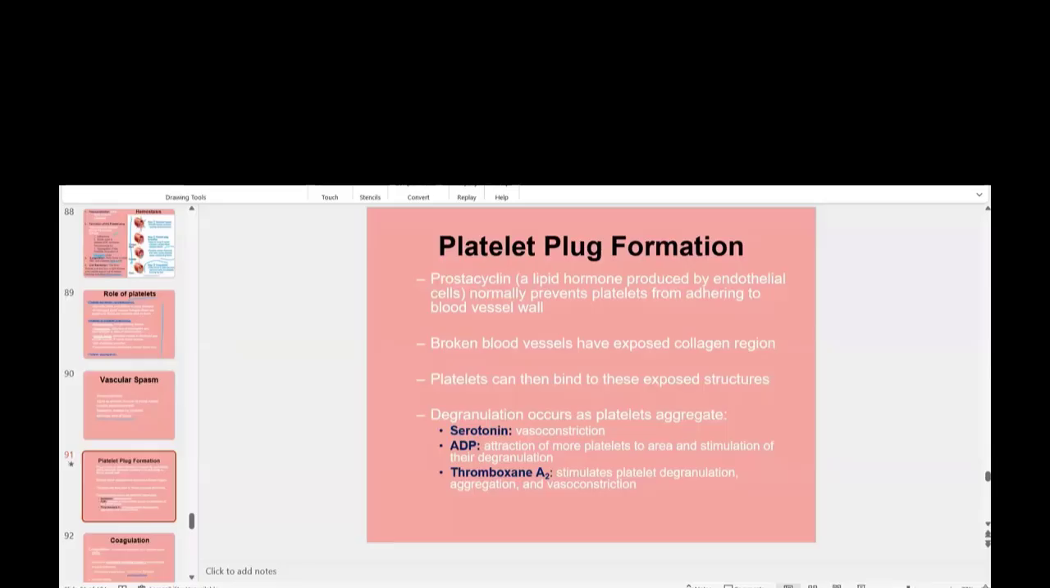We already discussed it. I already told you about prostacyclin, and that prevents platelets from aggregating or attaching to each other. I also told you that broken blood vessels have exposed collagen and platelets get attracted to the collagen and come and stick there. We discussed what is released when degranulation happens: serotonin, which does vasoconstriction, ADP, which attracts more and more platelets to come there, and then thromboxane, which stimulates platelet degranulation and aggregation, the release of those chemicals that attracts more platelets to come.